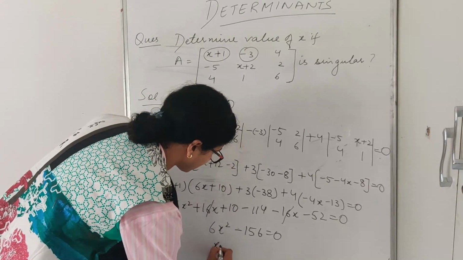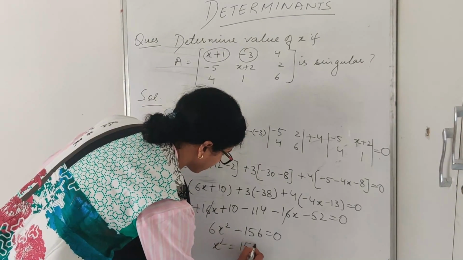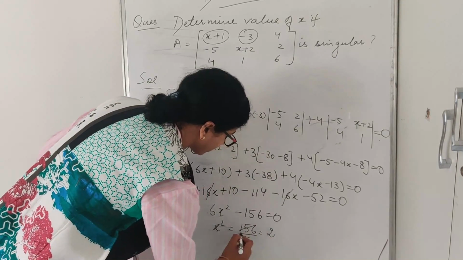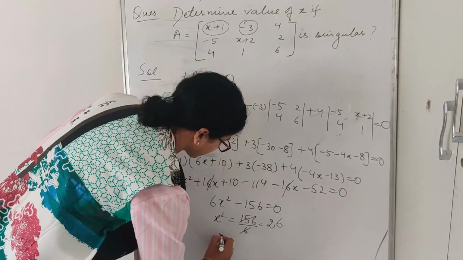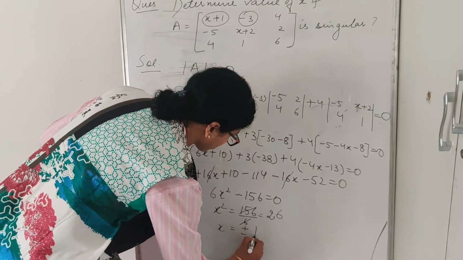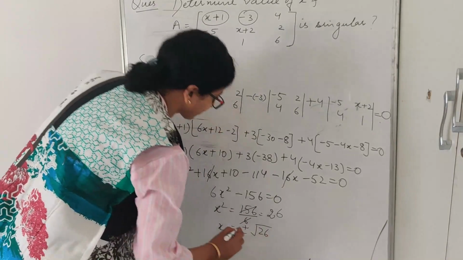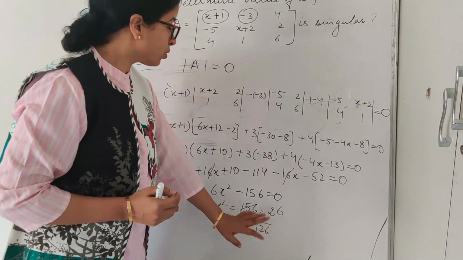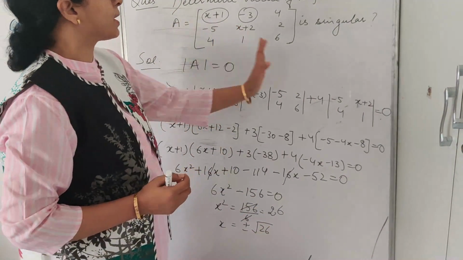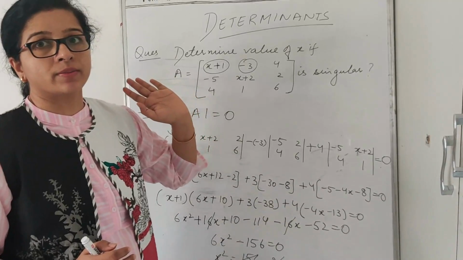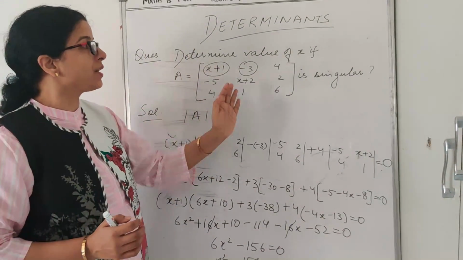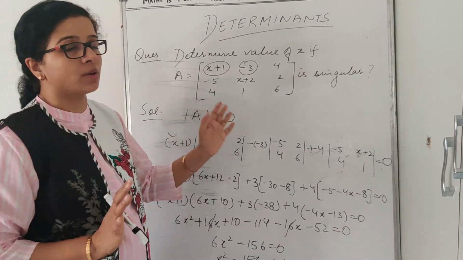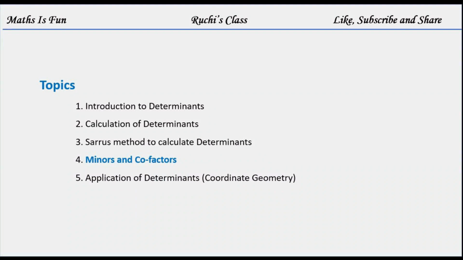So x square is equal to 156 by 6. Cancel. 6 2s are 12, 6 6s are 36. So x is equal to plus minus root 26. So if I have the value of x as plus minus root 26, my matrix will become a singular matrix. So these types of questions you can get, but you should know the concept of the singular matrix, that is, determinant equal to 0. So the topic is minors and cofactors.